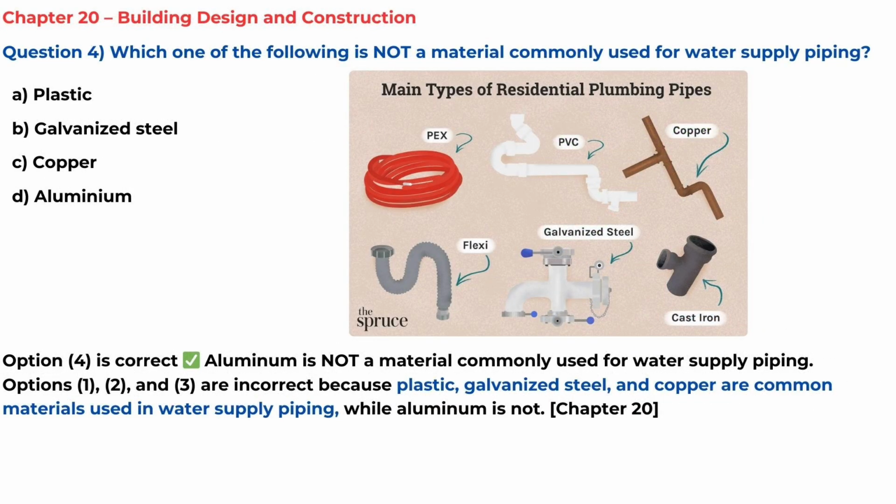Question 4. Which one of the following is not a material commonly used for water supply piping? Option 4 is correct. Aluminum is not a material commonly used for water supply piping. Options 1, 2, and 3 are incorrect because plastic, galvanized steel, and copper are common materials used in water supply piping, while aluminum is not. Main types of residential plumbing pipes include PEX, copper, PVC, galvanized steel, flexible, cast iron.